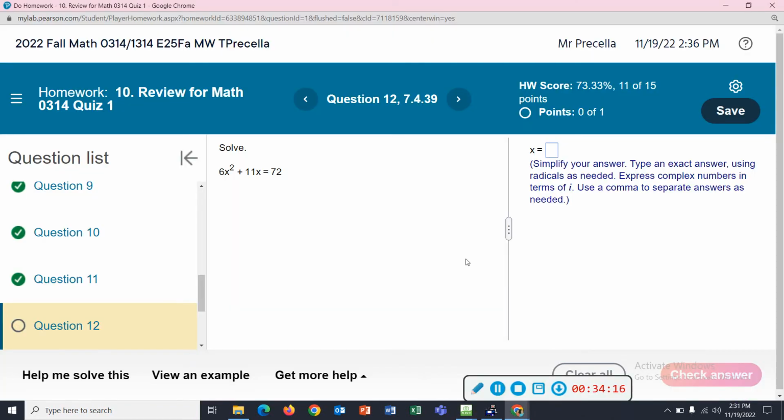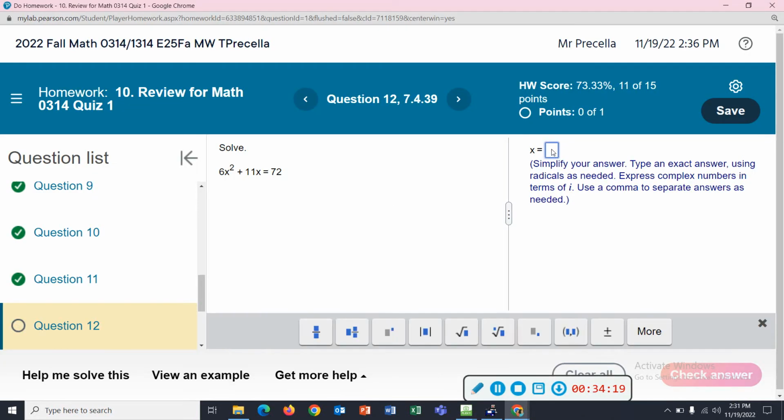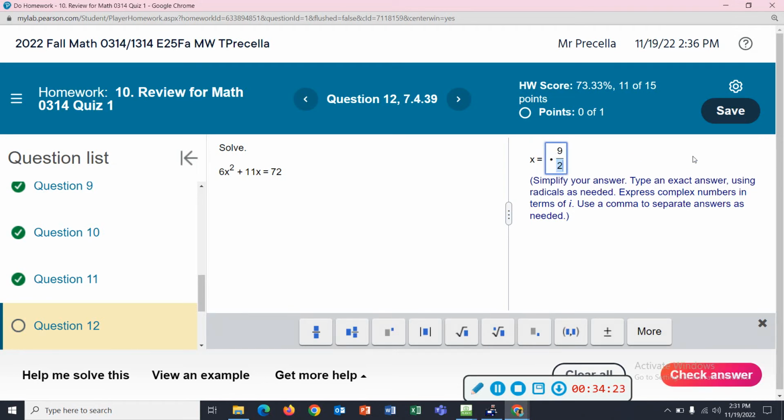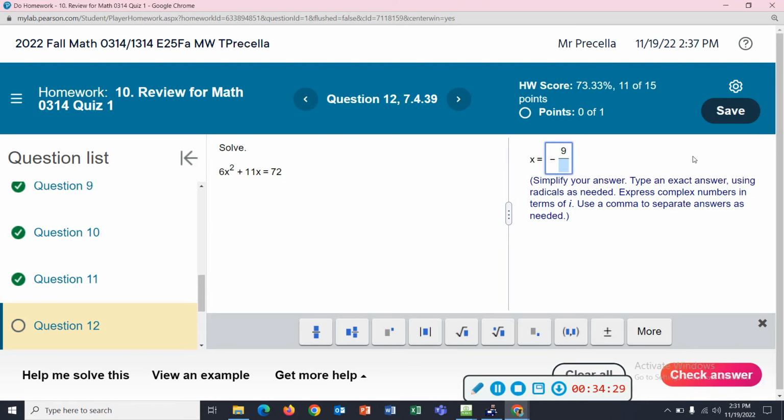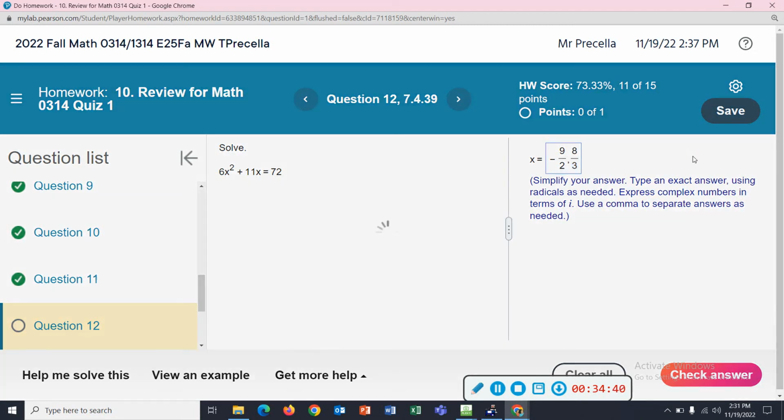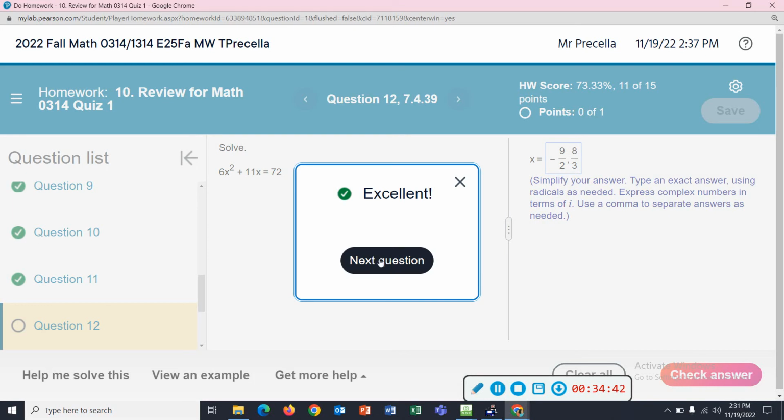So negative 9 over 2. Oops, what did I do? Negative 9 over 2. I'll hit the right arrow to get out of that fraction, comma, 8 over 3. And I will check that answer and move on to the next problem.